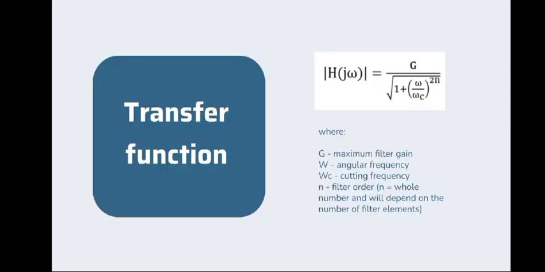This is the transfer function, in which G is the gain of the filter, omega is the frequency, omega sub c is the cutoff frequency, and n is the order of the filter.